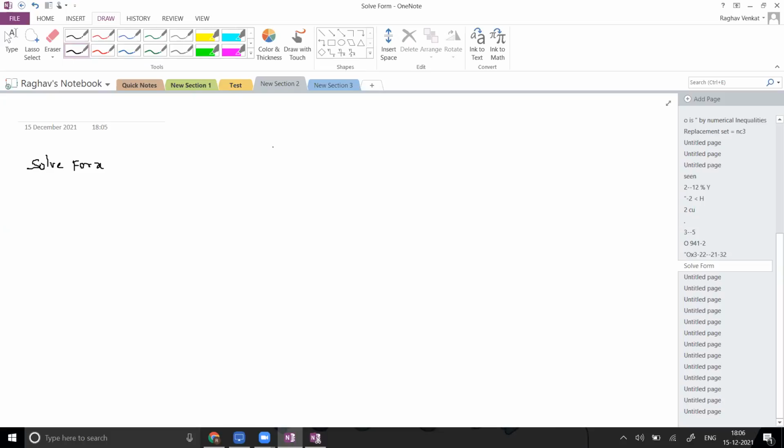Solve for x. (2x minus 1) by 3 greater than or equal to (3x minus 2) divided by 4 minus (2 minus x) by 5. Please solve this question.